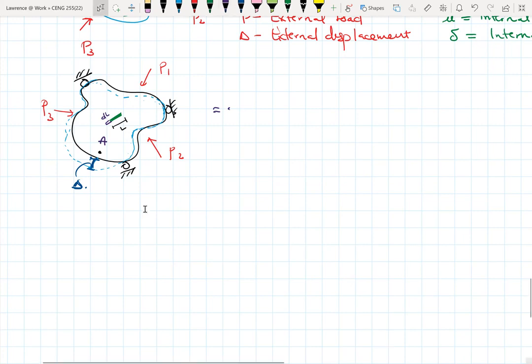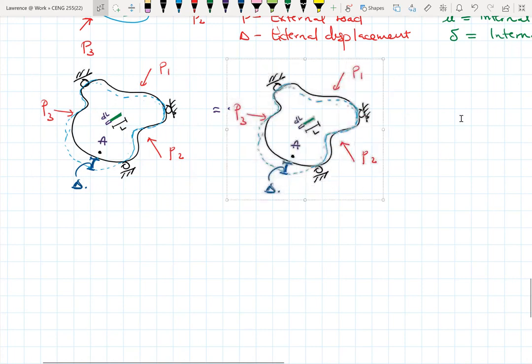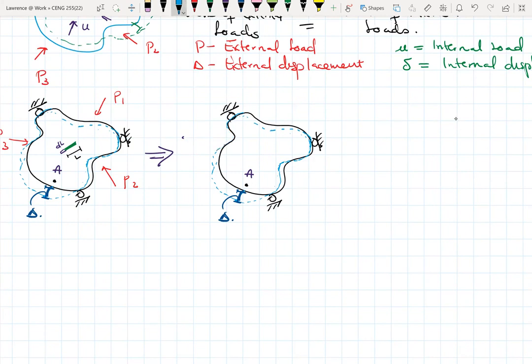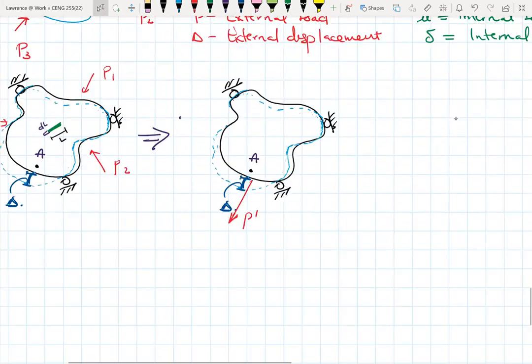All right. So let me just redraw this or just copy and paste. Okay. So in this case, I don't have these external loads anymore. But now, where the deflection is, I have a load P acting. Let's call it P prime because it's virtual. It's a virtual load I'm just creating, whereby this virtual load P prime would end up giving us the same deflection as though we had the real loads P1, P2, and P3.